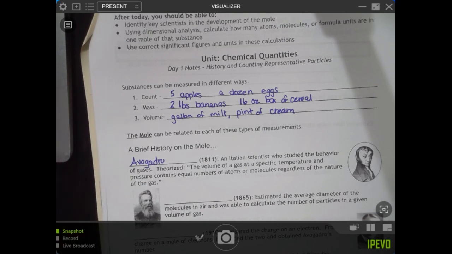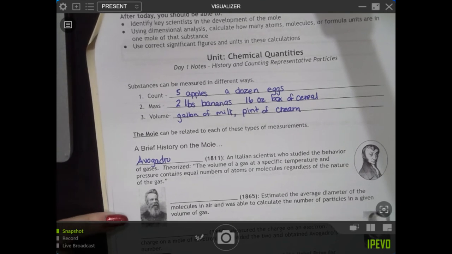Avogadro was an Italian scientist who studied the behavior of gases, okay, so things in the gas phase. And what he proposed is that the volume of gas at a specific temperature and pressure contains an equal number of atoms or molecules. And it doesn't matter what the gas is, okay? So he kind of made that observation.